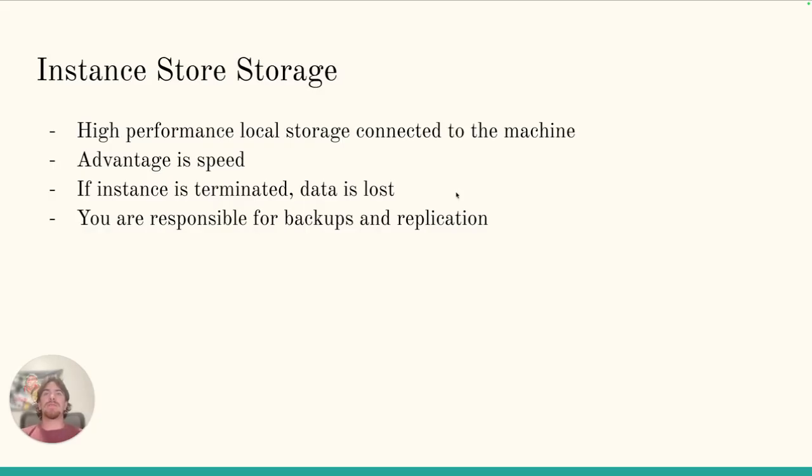In addition to EBS, there's also Instance Store storage. This is a high-performance local storage that is physically connected to your machine. The main advantage here is speed. It's faster than EBS. However, if the instance is terminated, your data will be lost, and this makes it appropriate for transitory data, such as cache files or scratch space, but it's not for anything critical. And unlike EBS, AWS will not back this up for you. So if you utilize this, you are going to be completely responsible for your backups and your replication.